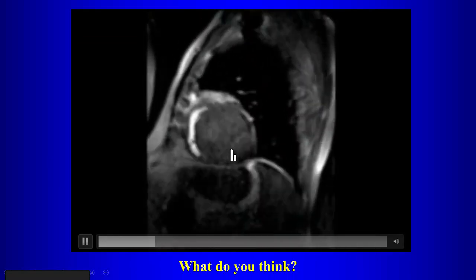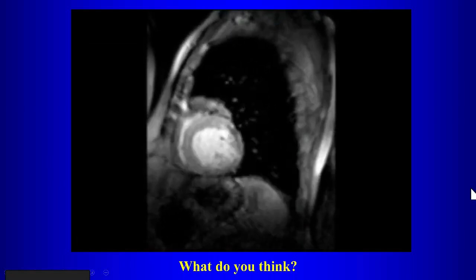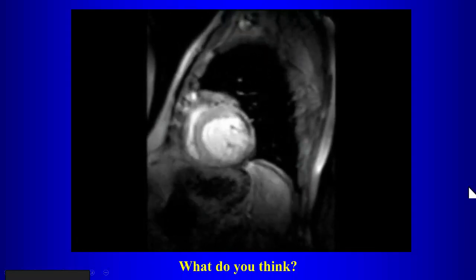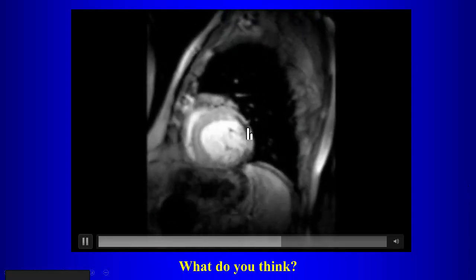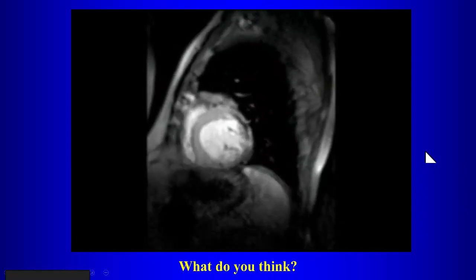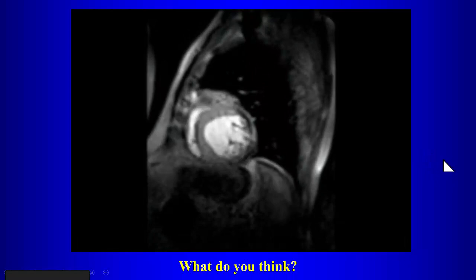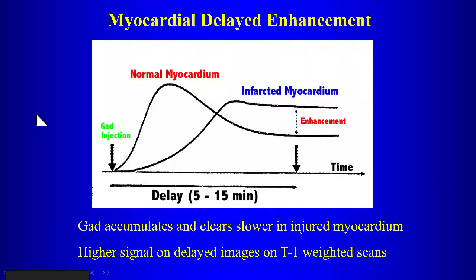Also, there's another feature in this particular case that also tells you that this is an infarction. What's that feature? Well, what do you think of the thickness of the myocardium? It's atrophic. Right? So the myocardium is atrophic here, so that's a chronic infarct. Okay. So this is what we can see there. Okay. All right. So we'll stop here and we'll get to delayed enhancement next time.